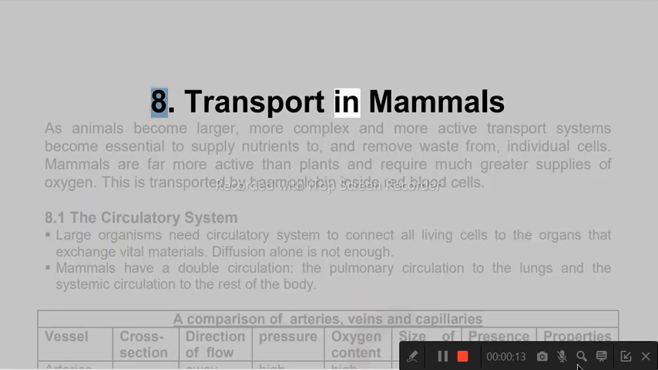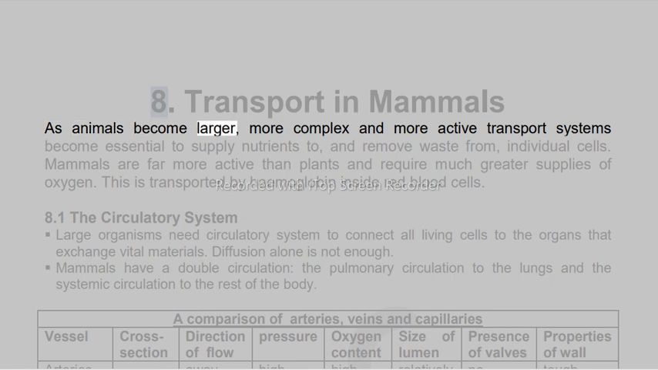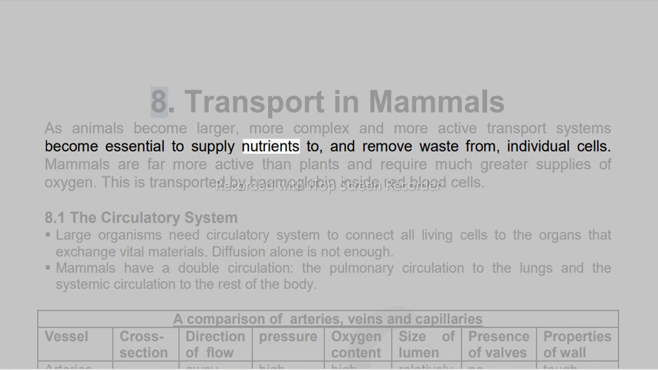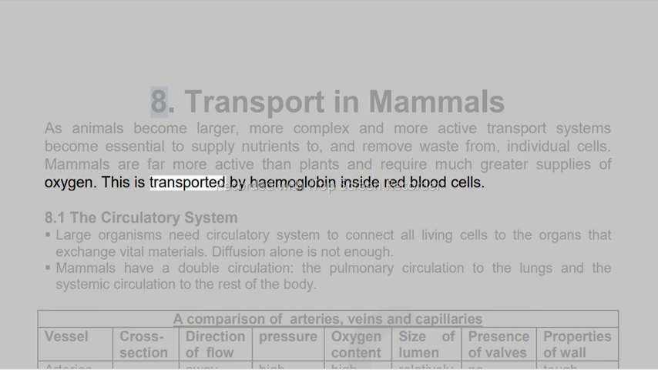8. Transport in mammals. As animals become larger, more complex and more active, transport systems become essential to supply nutrients to, and remove waste from, individual cells. Mammals are far more active than plants and require much greater supplies of oxygen. This is transported by hemoglobin inside red blood cells.